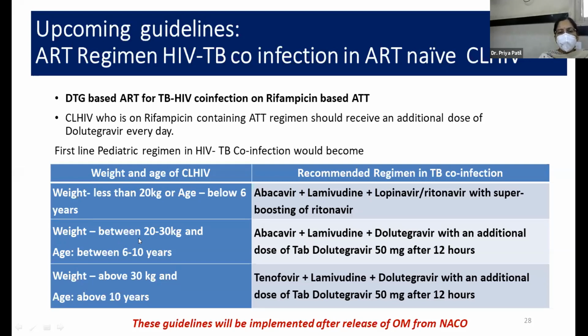Then weight between 20 to 30 kg and age between 6 to 10 years. Here the regimen will be abacavir, lamivudine, dolutegravir with an additional dose of tablet dolutegravir 50 mg after 12 hours. So in this age group, we have to give an additional dolutegravir dose of 50 mg. And weight above 30 kg and age above 10 years, it will be TLD regimen, tenofovir, lamivudine, dolutegravir with an additional dose of dolutegravir 50 mg after 12 hours.